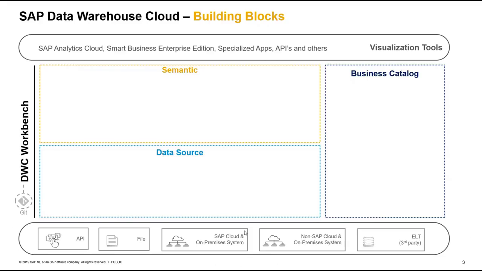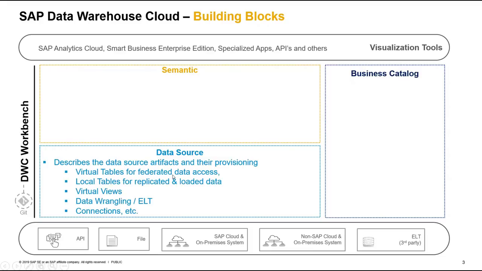First, the source system connection. We have different interfaces we're able to connect to, like open API environments, local CSV or file upload, and the ability to integrate and connect with SAP Cloud and on-premises systems, also adding non-SAP Cloud and on-premises systems, and we're also open for third-party ELT or data cloud providers in an open fashion. The next building block is about the data sources.